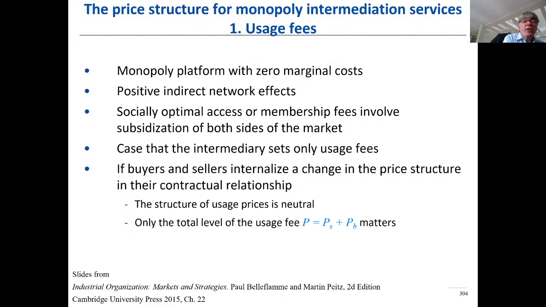Okay, so we start with a monopoly platform, and we assume for simplicity that this platform produces with zero marginal cost. That's not such a restrictive assumption. We assume that we have positive indirect network effects that will become clear in a second. That just means that the advertisers on Google benefit if Google has many people doing search there. These network effects might also be negative in a sense.